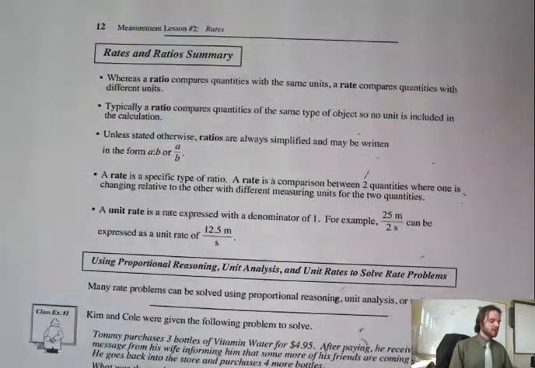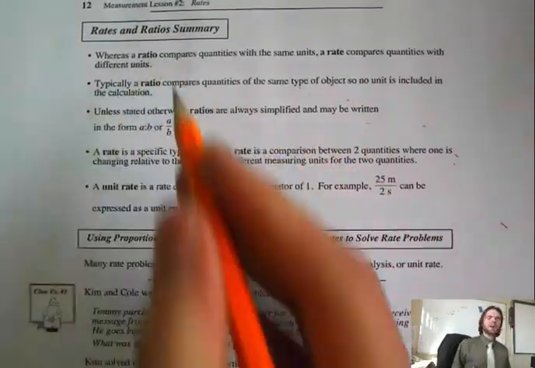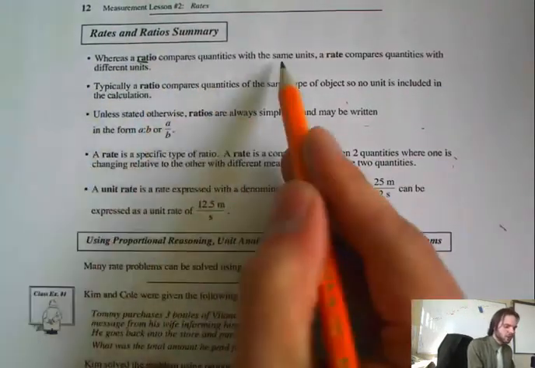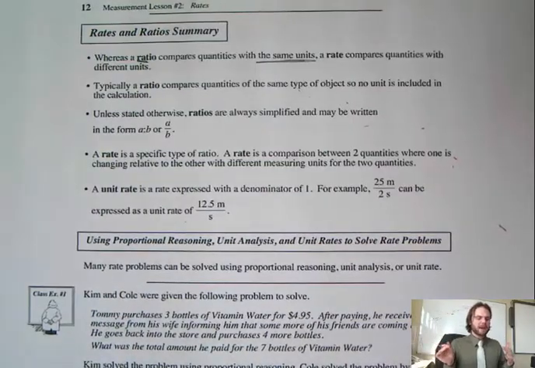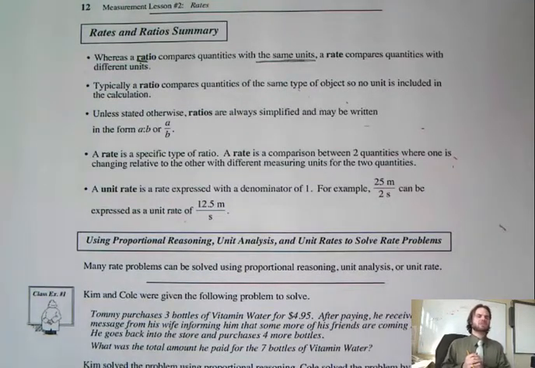So let's go right here to our rates and ratios summary. Basically, a ratio compares two quantities of the same units. So keyword here, ratio, same units, right? Now, when we're looking at that, that means distance to distance, or if we could make them into the same units, right? I could convert inches to meters eventually, and so on and so forth. So distance with distance. Now a rate compares two different units, which would be like distance and time. So that would be a rate.